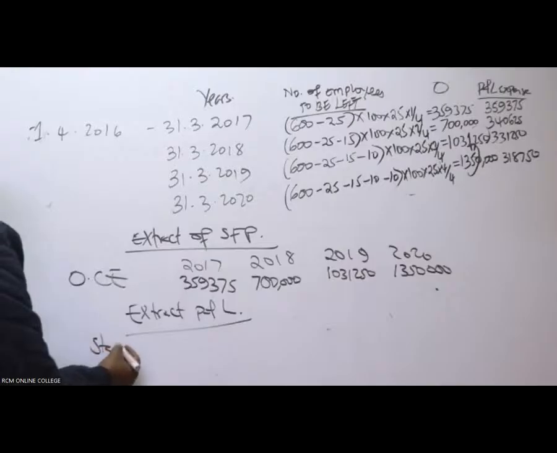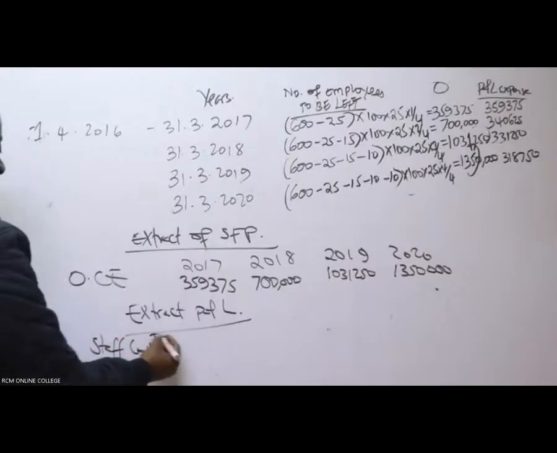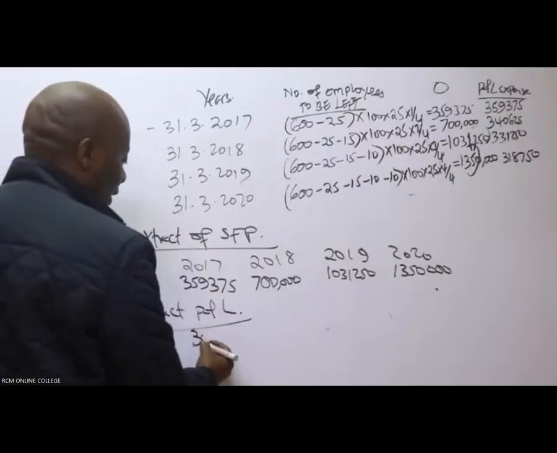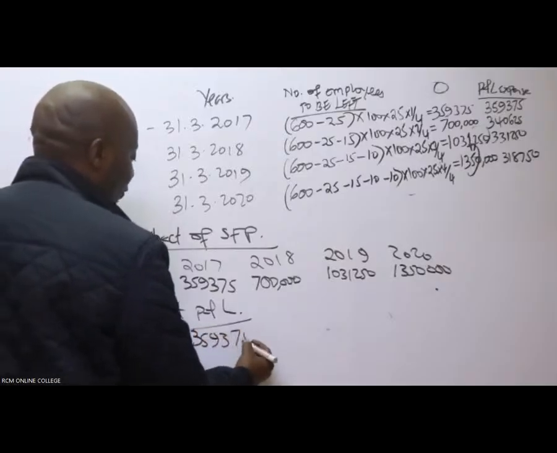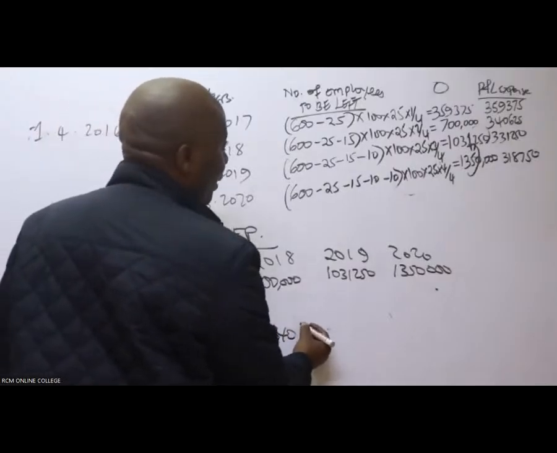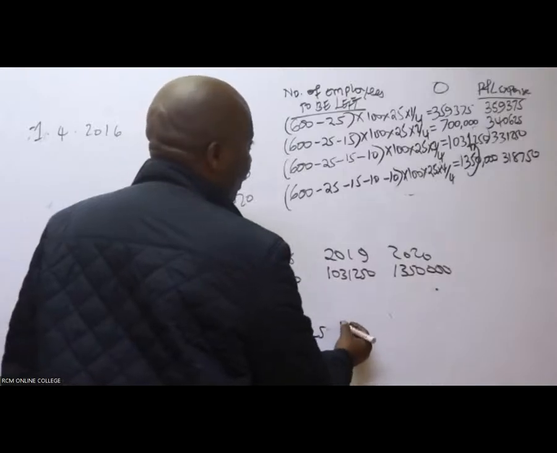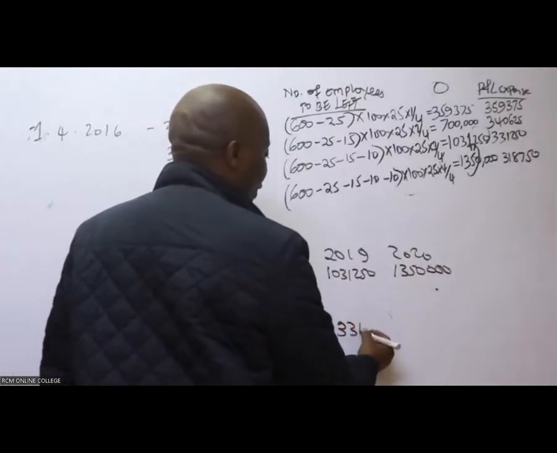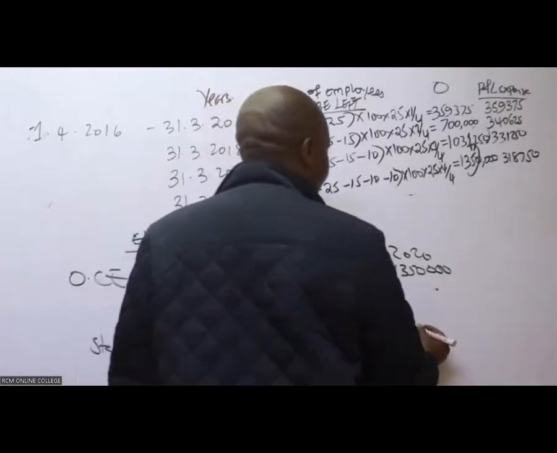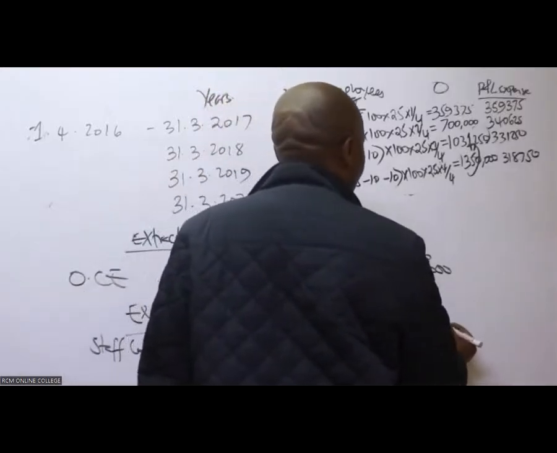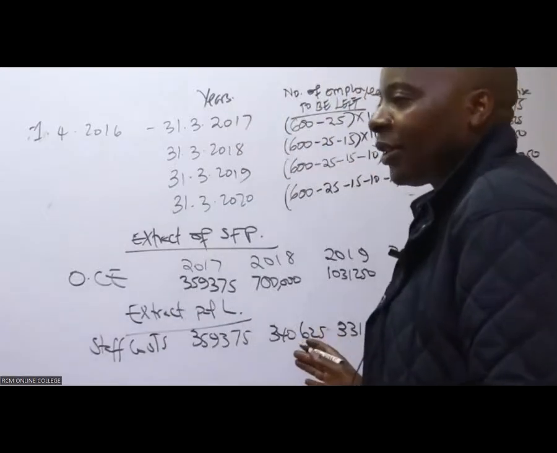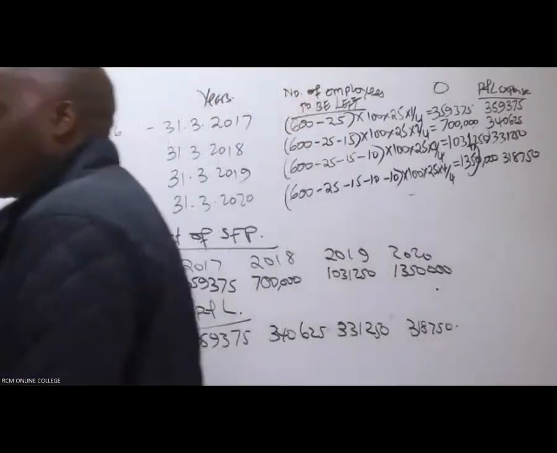So we have what we call the staff costs, for those same years. So we have 359,375. We have 340,625. We have 331,250. We have 318,750. And then, of course, now you're very okay. Extracts are down there.